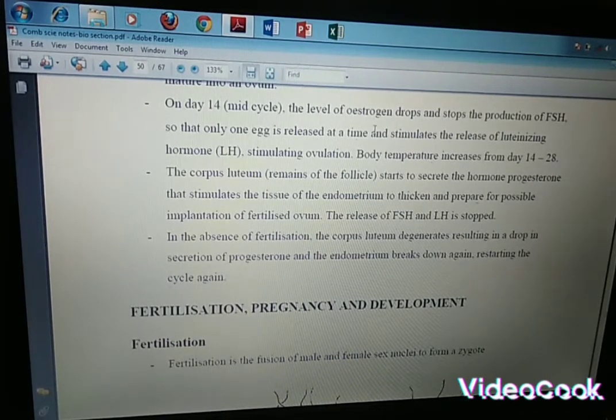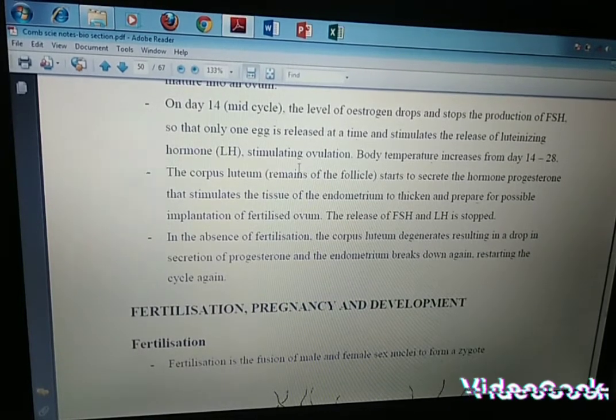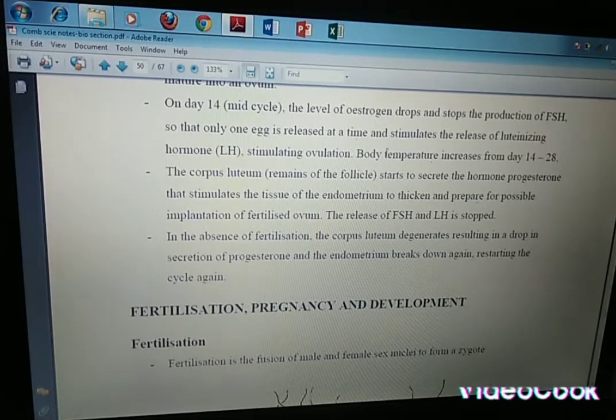The level of estrogen drops and stops the production of the follicle stimulating hormone so that only one egg is released at a time. And it stimulates the release of luteinizing hormone, right? So this luteinizing hormone stimulates ovulation. So ovulation is just the release of an egg, right? So when you're ovulating, your body temperature increases. You start getting warmer and warmer from day number 14 to day number 28.